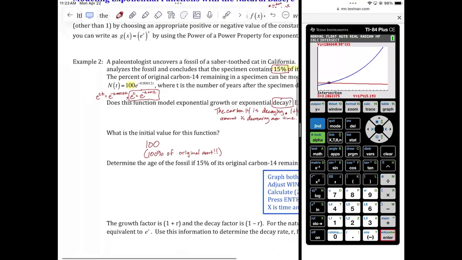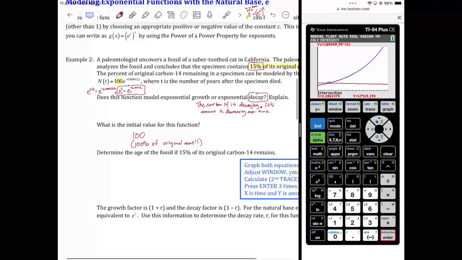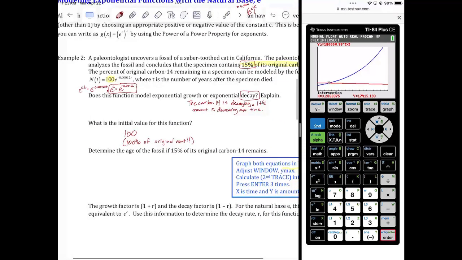Okay. Determine the age of the fossil if 15% of its original carbon-14 remains. So we're the archaeologists or the paleontologists now. We know that there's 15% of the original carbon-14 left. We have an equation that was given to us. We can determine its age.